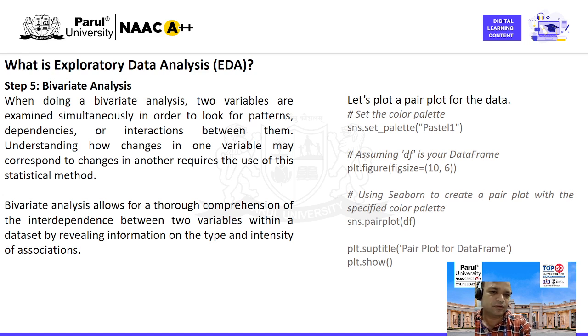Let's take an example. For the same data set, we want to perform bivariate analysis. So let's plot a pair plot for the data. Set the color palette, we use sns here, the Seaborn library. So sns.set_palette pastel1 we give here, and assuming df is your data frame.